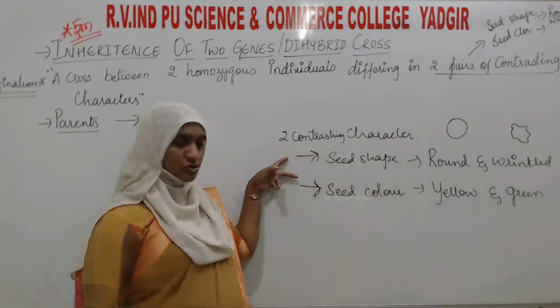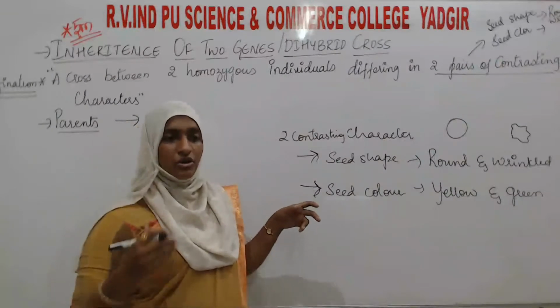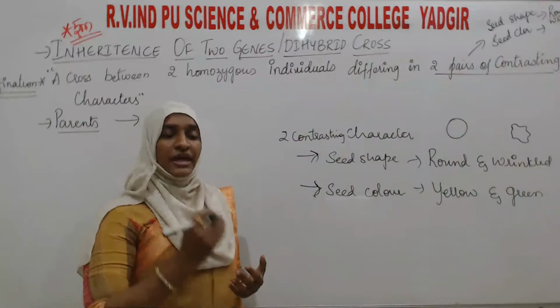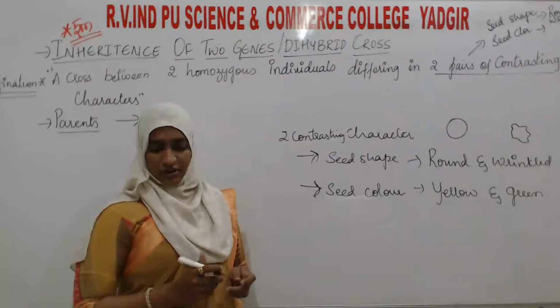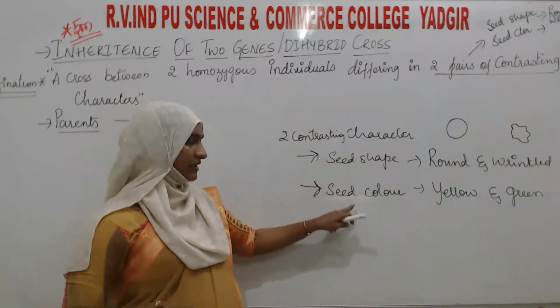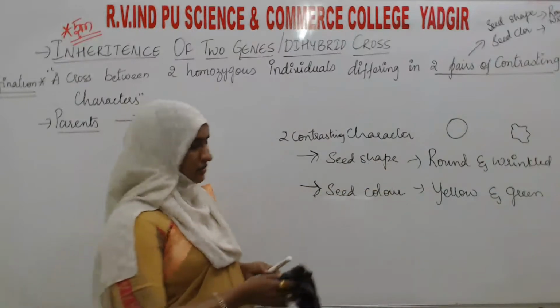Okay, these are the two characters which are going to be inherited from one generation to another, from parents to the F1 generation, then from the F1 generation to the F2 generation. So let's see here. What are the two contrasting characters? Seed shape and seed color: round, wrinkled and yellow, green.